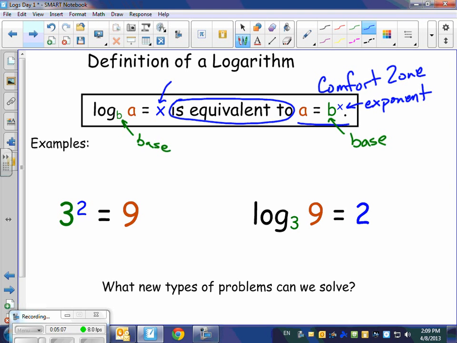If these are equivalent, what does x refer to? The exponent. Exponent, yeah, if you want to do that, that's fun. That's a little play on words. I like it.